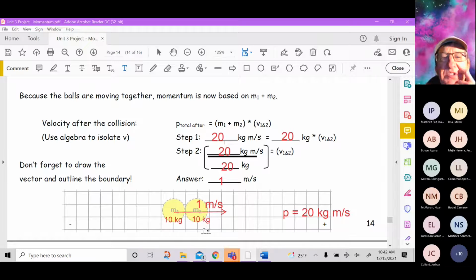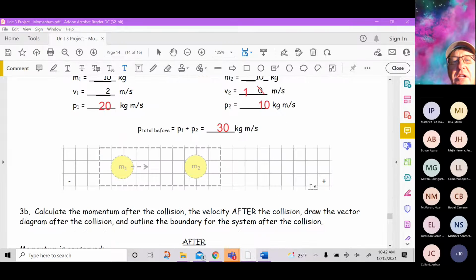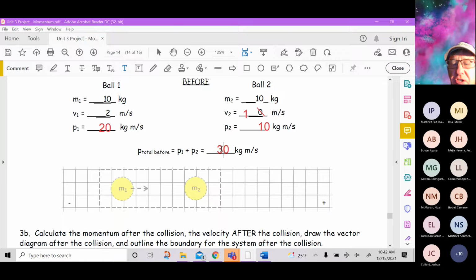Right, combined mass was 10 plus 10, which makes 20. That's where I got this 20 kilograms from. The 20 kilogram meters per second momentum, that's because it was conserved from the before condition. Remember, I changed this. This was actually 20. This was actually 0.